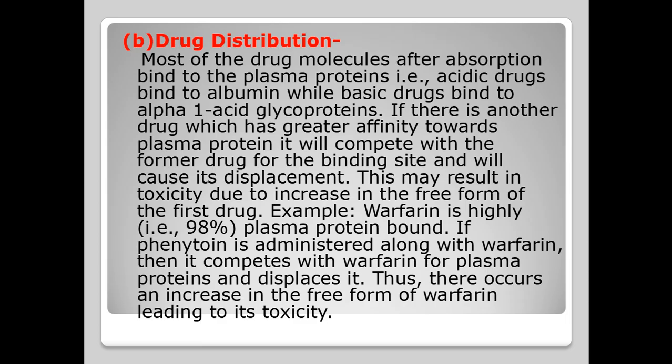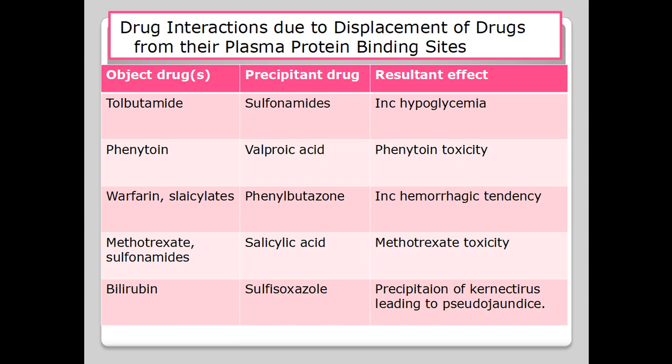Example, warfarin is highly plasma protein bound, 98%. If phenytoin is administered along with warfarin, then it competes with warfarin for plasma proteins and displaces it. Thus, there occurs an increase in the free form of warfarin, leading to its toxicity. Then, drug interactions due to displacement of drugs from their plasma protein binding sites. So tolbutamide, when given along with sulfonamides, there will be increased hypoglycemia because tolbutamide is displaced.